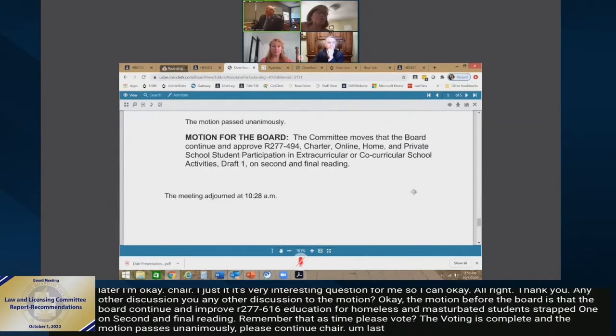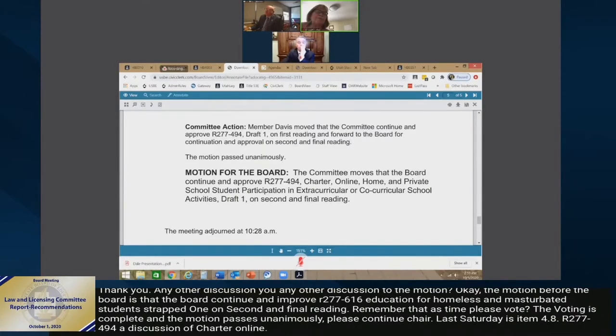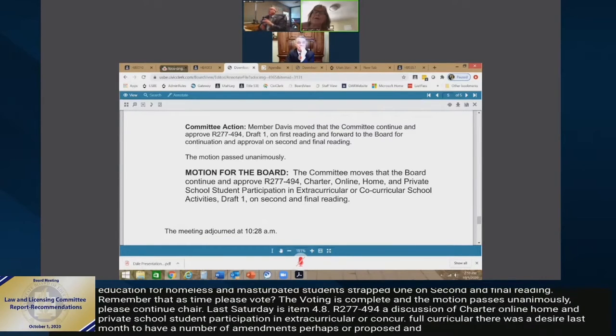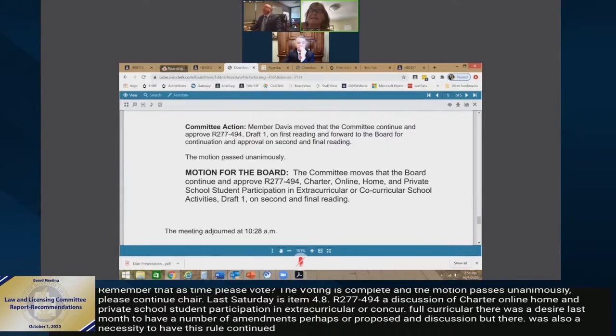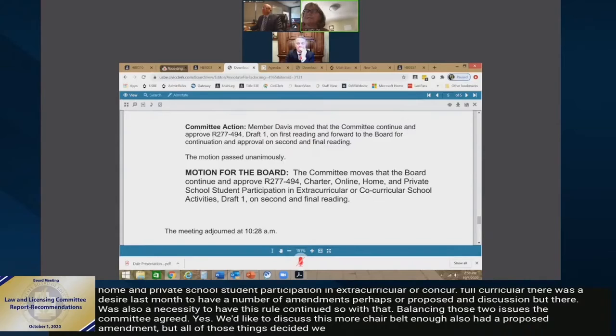The last item is item 14.8, R277-494, a discussion of charter, online, home, and private school student participation in extracurricular or co-curricular activities. There was a desire last month to have a number of amendments, perhaps, or proposed, and discussion, but there was also a necessity to have this rule continued. So with that, balancing those two issues, the committee agreed, yes, we'd like to discuss this more. Chair Belknap also had a proposed amendment, but all of those things decided to move this forward as continued and then have a broader discussion in the next month or two.